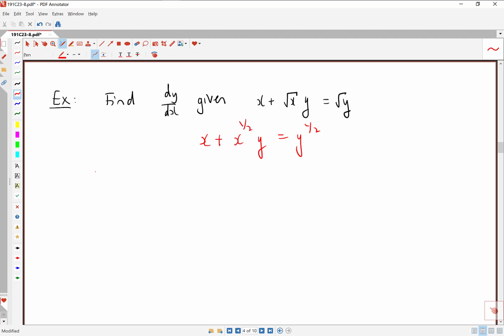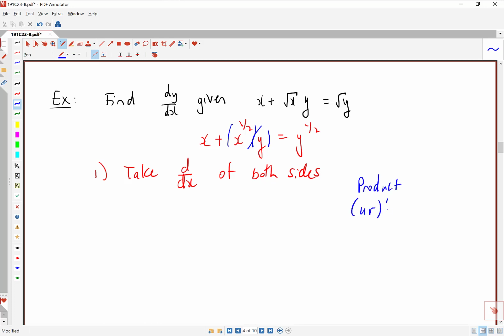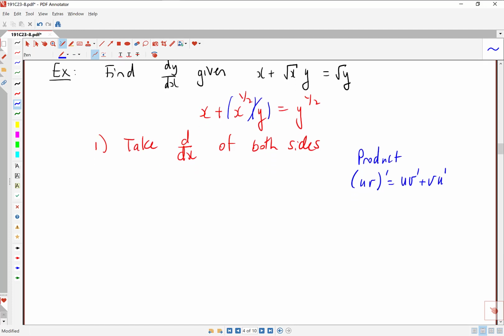And then if we've done that optional step, first thing we're going to do is take the derivative with respect to x of both sides. If you see any products that involve something in terms of x and something in terms of y, you may wish to put brackets around that just to make your life easier when you do the product rule. And if you want, you can scribble the product rule over on the side. So derivative of u times v, u v prime plus v u prime. All of that might make your life easier as we go through the calculation.